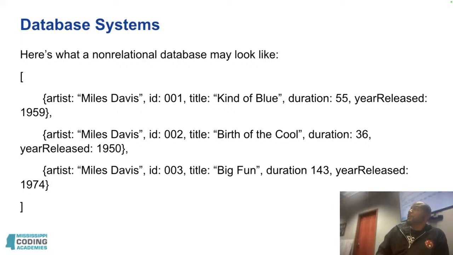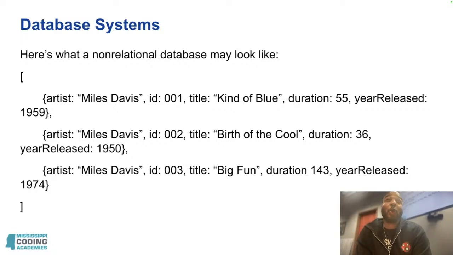Even though we can see in this example that they all feature the artist Miles Davis, the data here is completely isolated from one another. There's no way to connect one piece of information to another. The information is completely separate in this kind of format. This is a non-relational database. I believe MongoDB looks something like this.